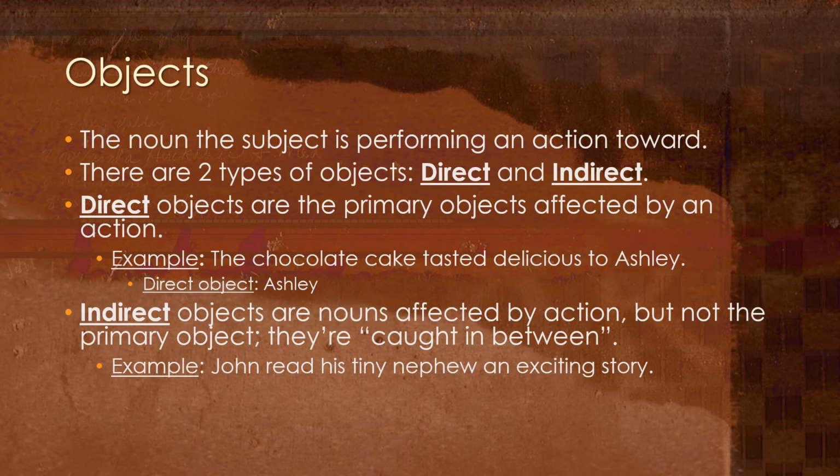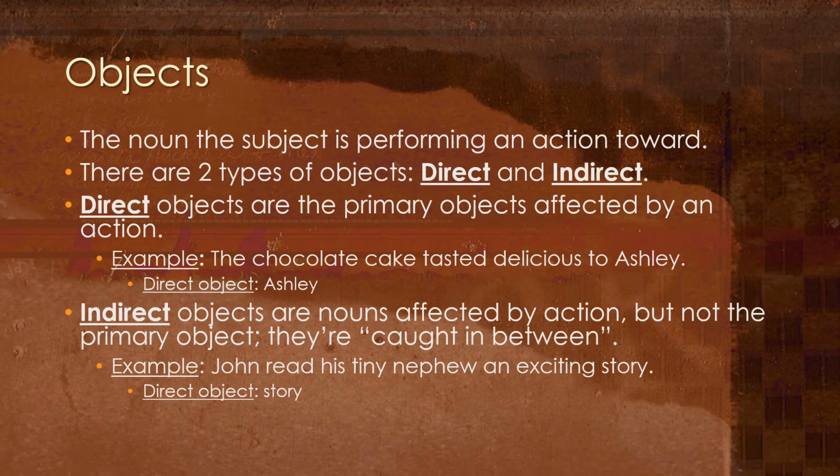Now, the next thing that we look for after we look for the subject and the predicate is we look for a direct object. Okay? Direct object, remember, is whatever is being affected by whatever the subject is doing. So now we can take the subject and the predicate and make a question out of it. John read. What did John read? John read a story. Okay? Or an exciting story. You can use either one.